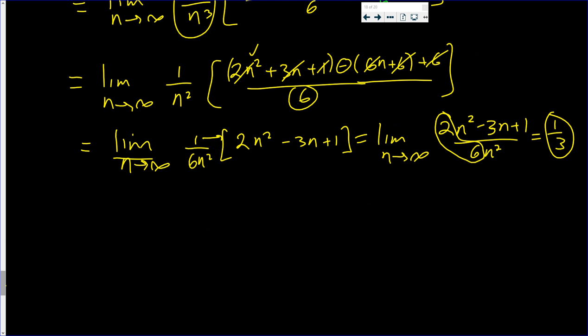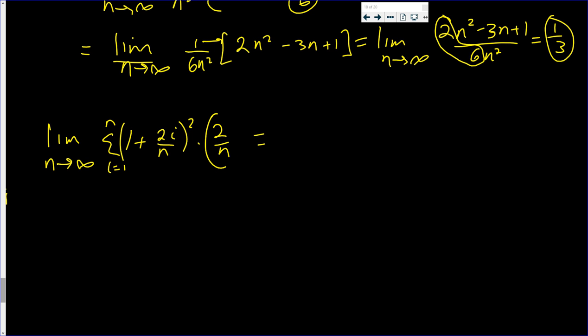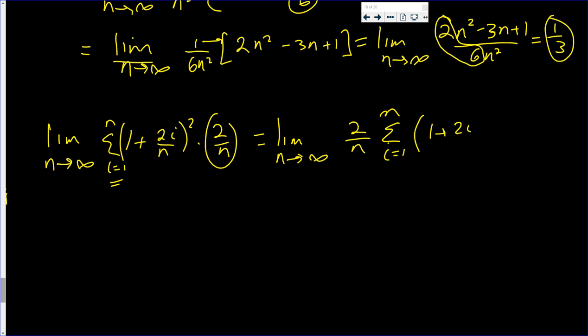Suppose we try to do this problem. What is the limit as n goes to infinity of 1 plus 2i over n, all squared, times 2 over n, summation as i goes from 1 to n. Well, the 2 over n here has nothing to do with i. It's a constant with respect to i. So I can pull it out in front of the sigma notation. So basically, we're going to have to figure out what we get when we add this. We need to figure out what that is.